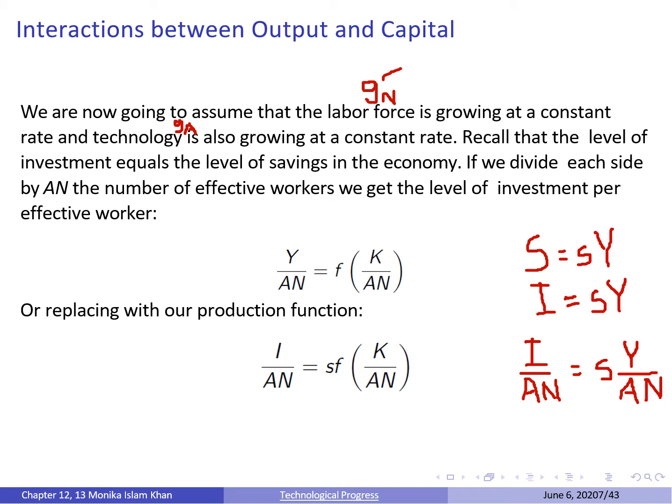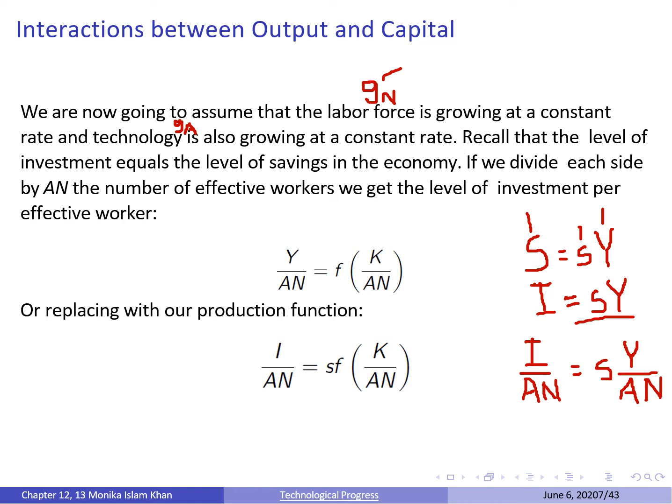Now, remember that your total savings is some proportion s of your total income or total output. And in the goods market, we found out that investment equals savings. So if S equals lowercase s times income, your investment is the same. So investment equals savings rate times income.